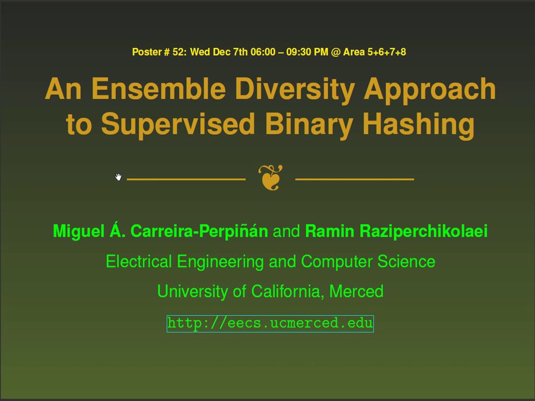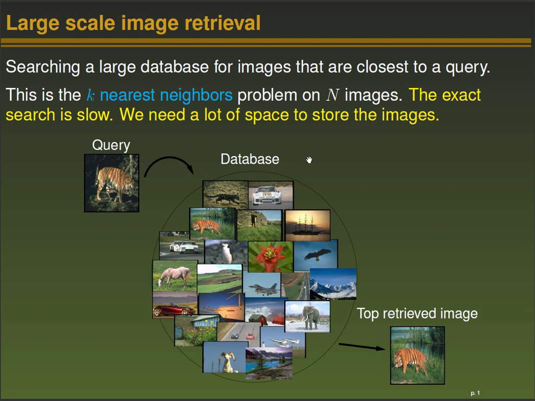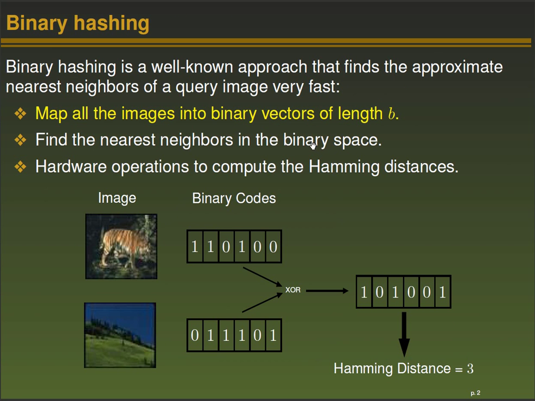In this paper, we propose an ensemble diversity approach to supervised binary hashing, which is very useful in retrieval tasks. In large-scale image retrieval problems, we are interested in the k-nearest neighbors of a query image among the images inside the database. The exact search is very slow and we need a lot of space to store the images. For this reason, we need binary hashing.